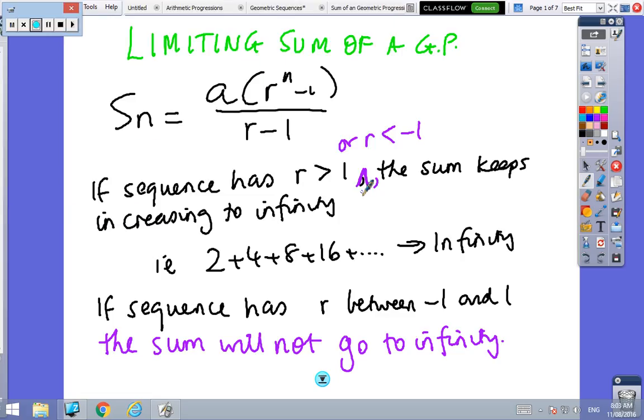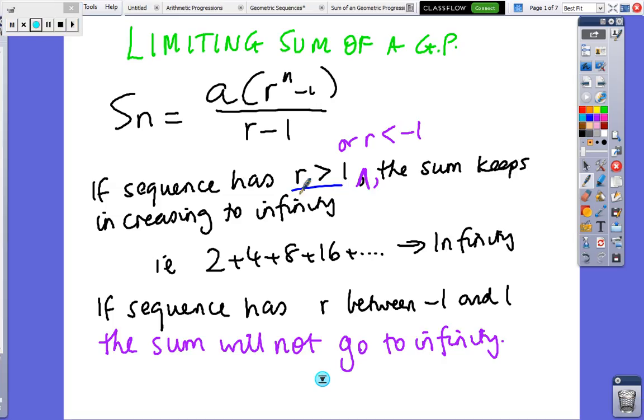Okay, so we're looking at one of the applications of a sum of a GP, and it's called a limiting sum. So we've got the formula we worked out from a previous video, that the sum of the GP equals a(r^n - 1) over r - 1. Now, we'll show in a sec that if r is greater than 1, or if r is less than -1, the sum just keeps getting bigger and bigger.